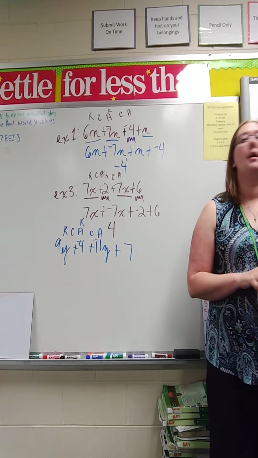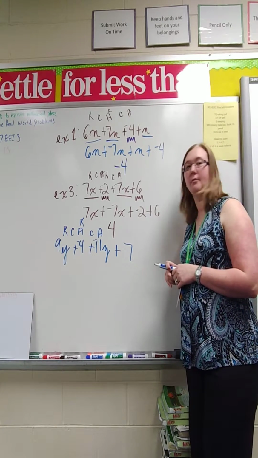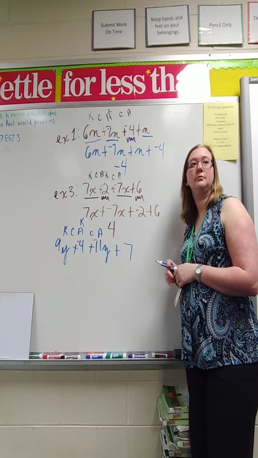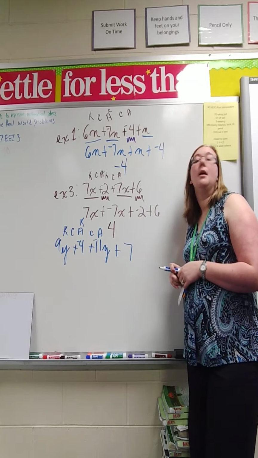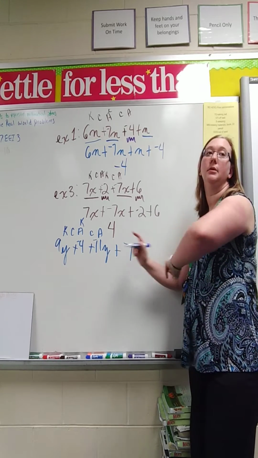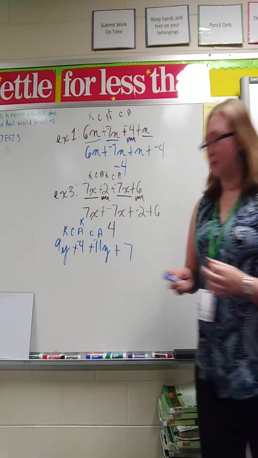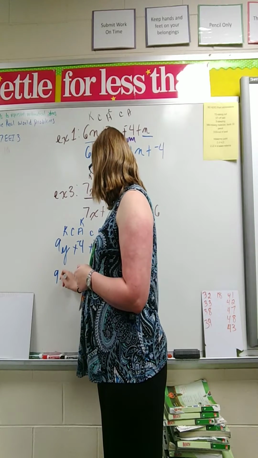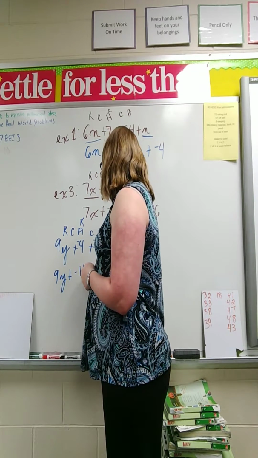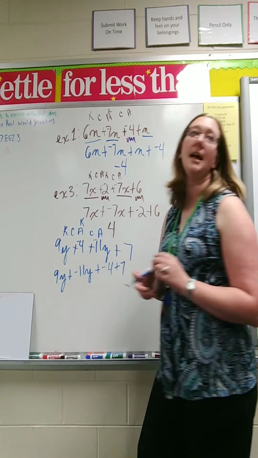Add. What can I add? I'm going to rearrange my problem. Okay, what property lets me do that starts with a C? The commutative property. So I have 9y plus negative 11y plus negative 4 plus 7.